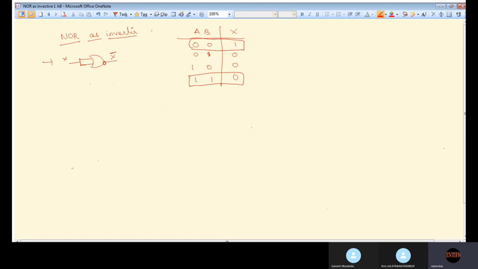Okay, so next, when does it act like a controlled inverter, tell me. How can we make this NOR gate a controlled inverter? Like an inverter, we are giving x and should get x bar, but one input should be either 0 or 1. Here, if we give 1 does it act like an inverter, or if we give 0 does it act like an inverter?